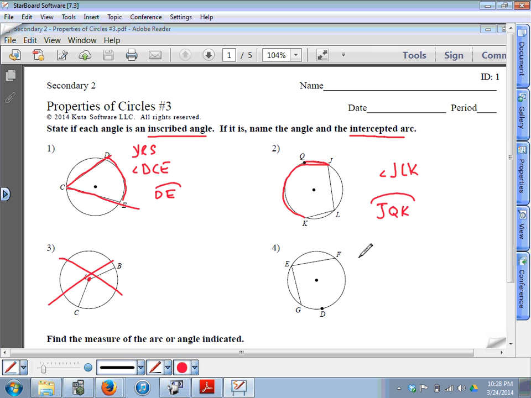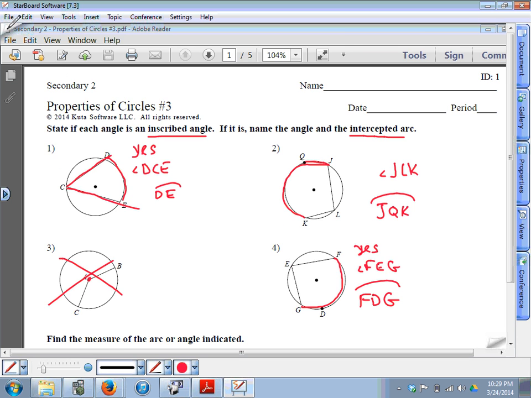And then same thing on 4. The answer is yes. The name of the angle is angle EFG, and then the name of the arc, if you start at F, you have to pass through D before you eventually get to G, so it's arc FDG, like that. It's pretty sloppy. Let me try that again. F, D, G. There we go.